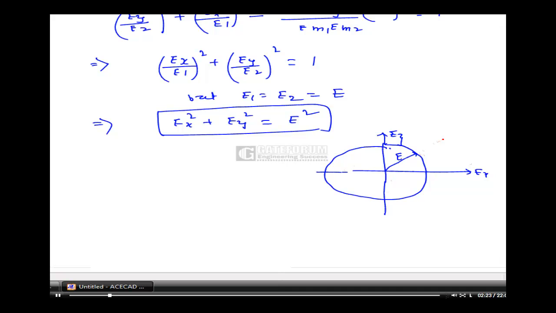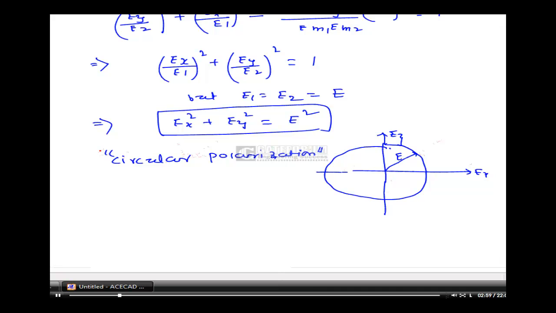So we can say that this polarization is circular polarization, because the tip of the electric field traces a circle. So what is the condition for circular polarization? Both magnitudes are equal and theta is equal to either plus or minus 90 degrees.